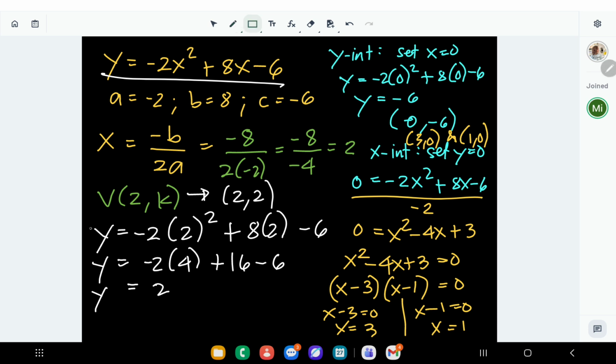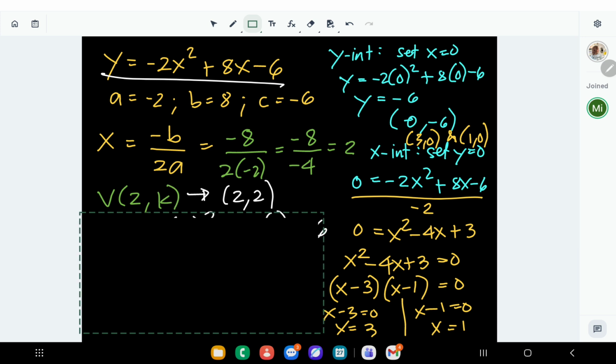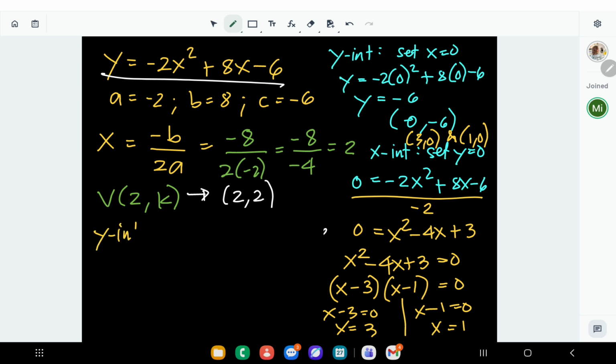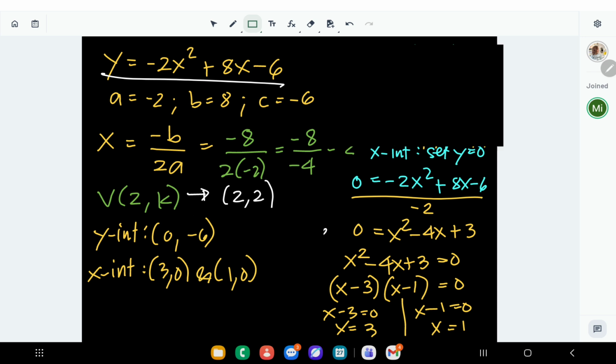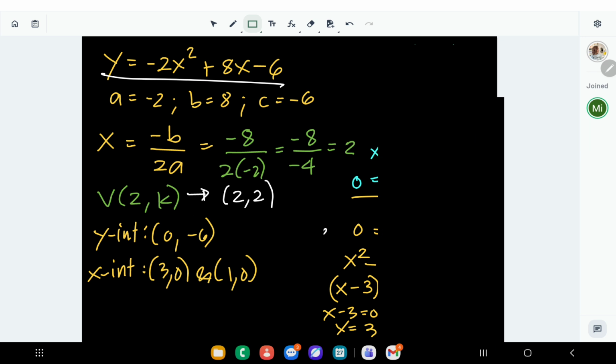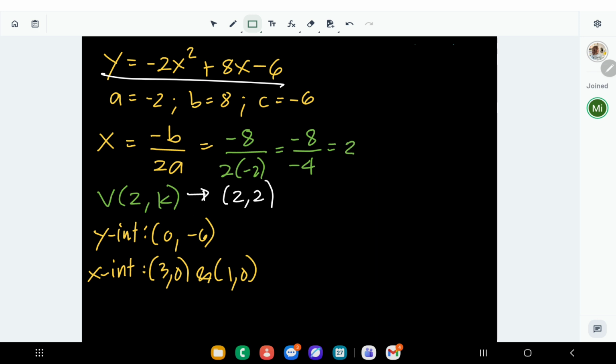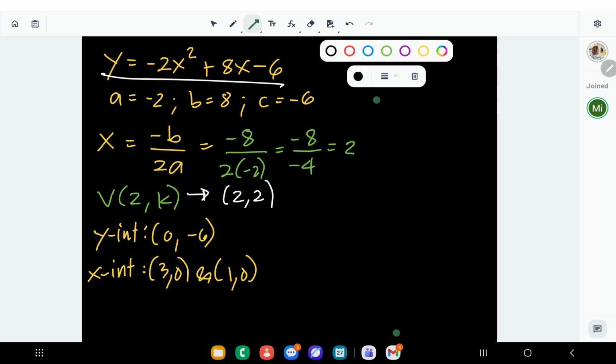So can I delete some of this? Okay, we'll just leave it so we can graph. So the y-intercept is (0, -6). The x-intercepts, we have (3, 0) and (1, 0). Then we can graph this because we already have the vertex. Okay. And make sure you know how to graph. Okay, so this is the graph.